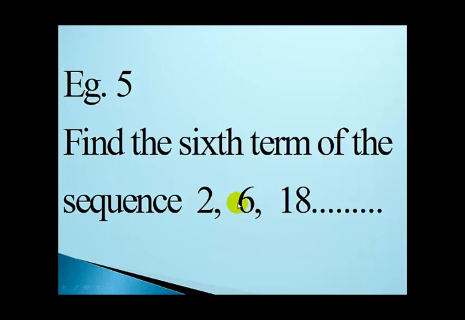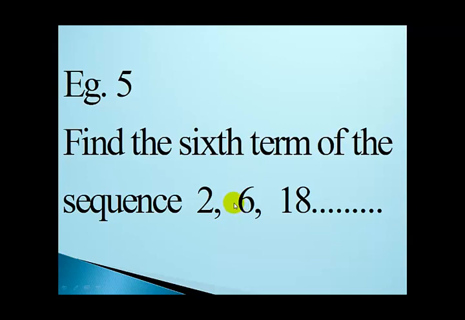Now let's check the common ratio. How do we find the common ratio? It is the second term divided by the first term, so 6 divided by 2, the answer is 3. Or the third term divided by the second term, so 18 divided by 6, the answer is 3. So it has the same common ratio, and therefore it's an exponential sequence. So the first thing you have to do is to identify whether it's a linear sequence or an exponential sequence before you can use any formula.